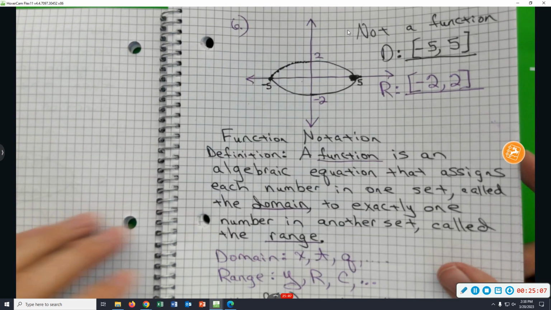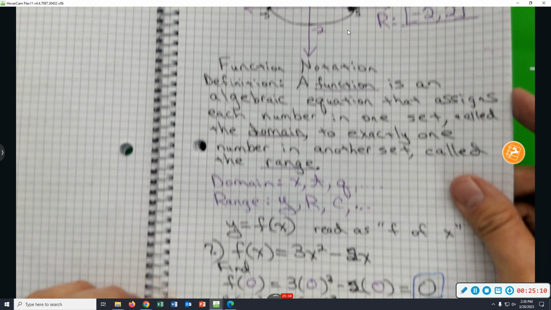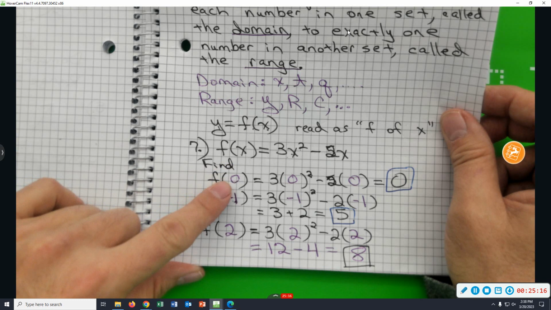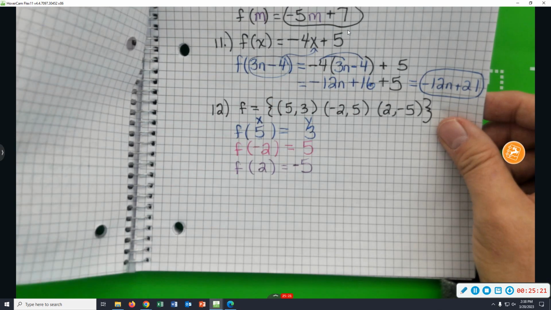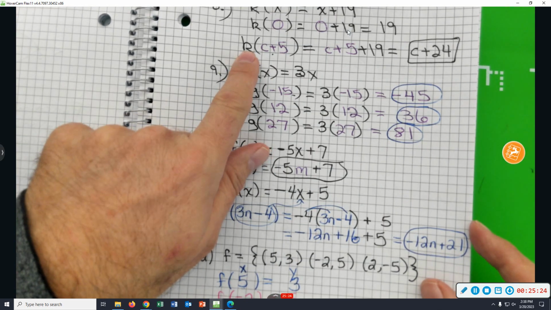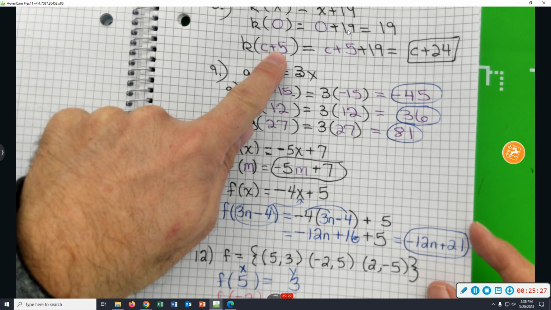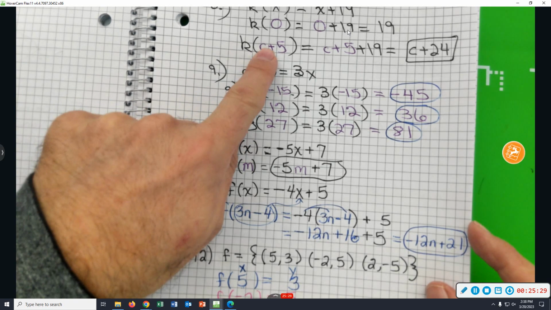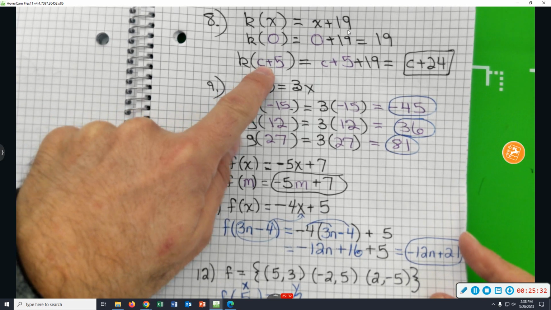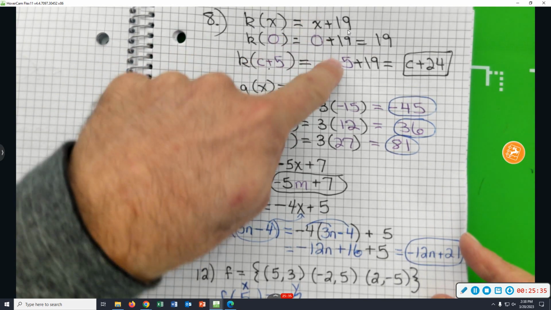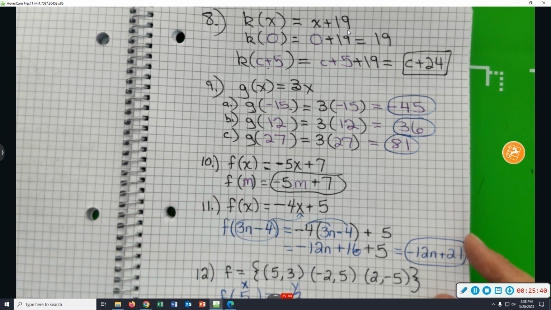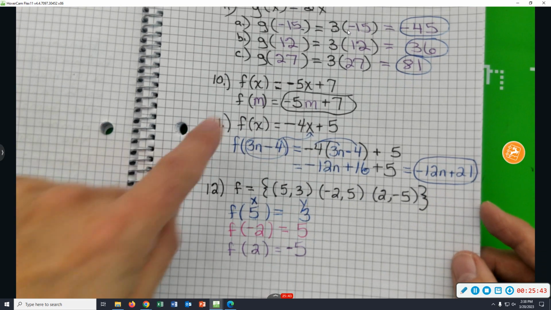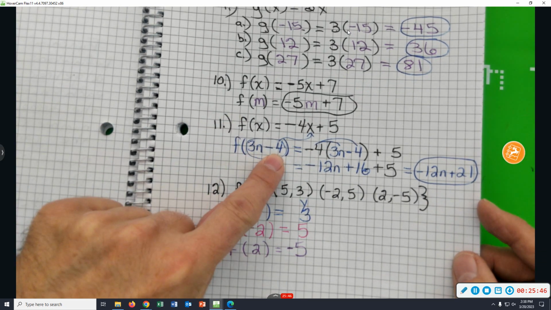I want to review something that we had said about when we're working with function notation. If you had numbers in the parentheses, you plug them in for x. Like here on this one, we had to actually find k of c plus 5. And we said whatever's inside the parentheses, you plug in for x. Like f of m, well, replace the x with m. Oh, here was a messy one, number 11. Find f of 3n minus 4.